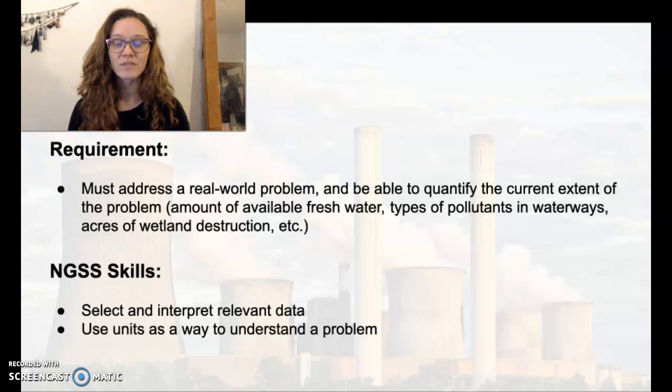That's kind of the whole point of this requirement. And a second skill that they'll have to use is to use units as a way to understand a problem. So they can't just tell me that there's 10 parts per million of lead in the water or something. They have to say why that 10 parts per million is a problem, what it should be. They have to get more specific with how they use units to evaluate information.